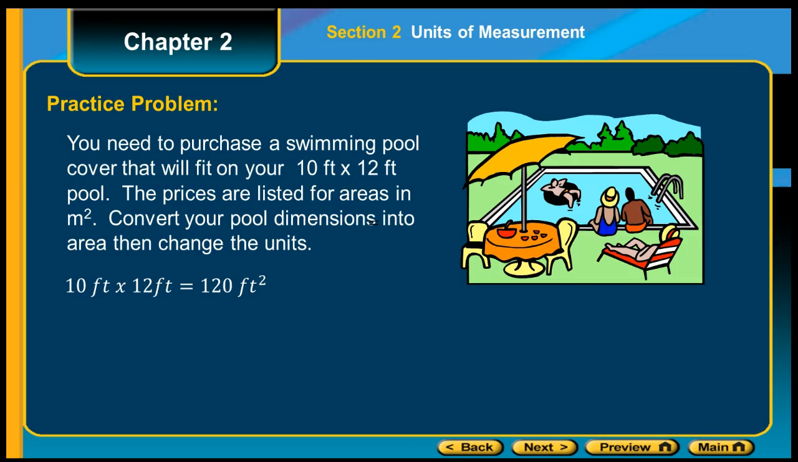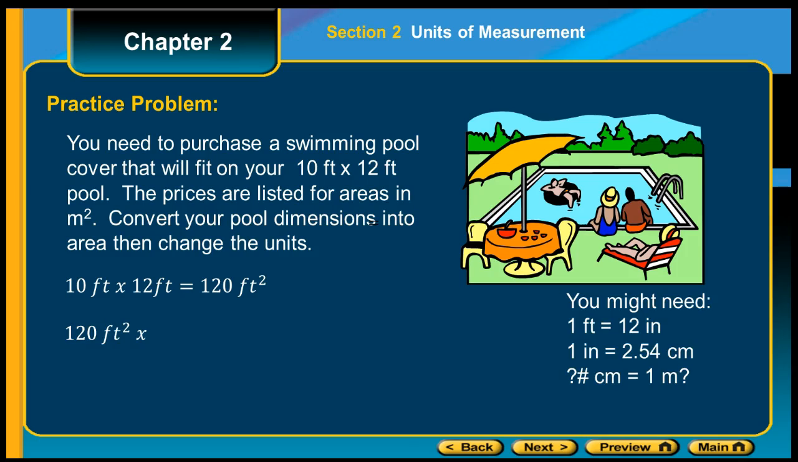So let's put this into a squared unit. 10 foot times 12 foot gets you 120 foot squared. And we're going to change that 120 foot squared into meters squared. If you were doing this, I've given you some conversions you might need: 1 foot is 12 inches, 1 inch is 2.54 centimeters, and you should know the number of centimeters in 1 meter, but in case you don't, it's 100.